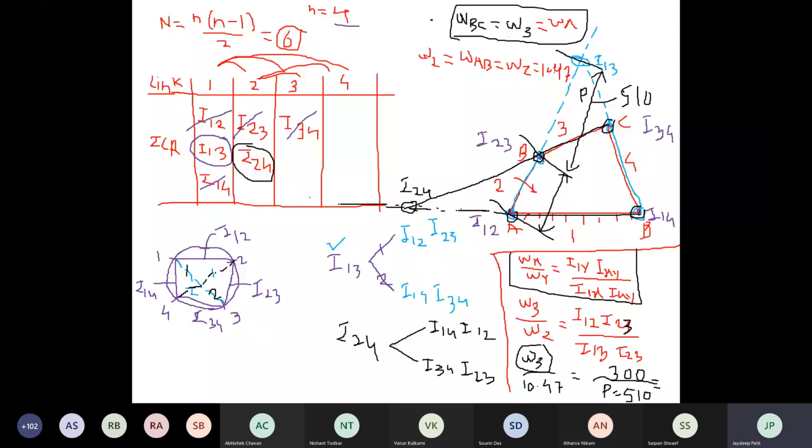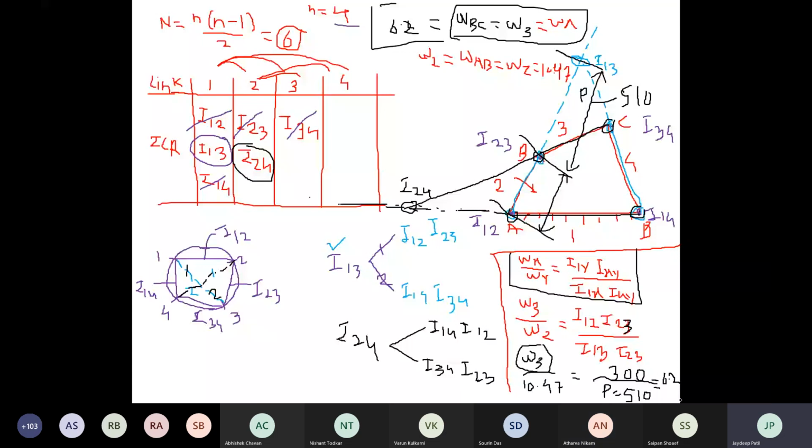6.28 or 5.8 like this. Okay, 6.2 I will write here. 6.2 radian per second. Okay, I understand all of you. Yes. समझ में आ रहा है कि नहीं? Okay. हाँ सर.